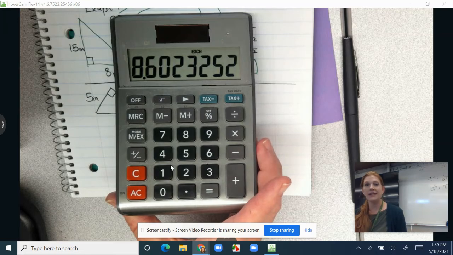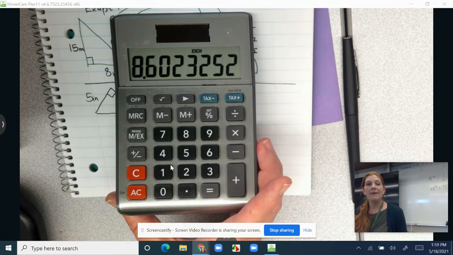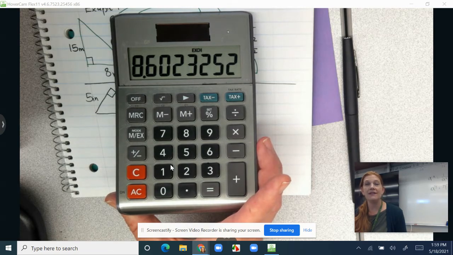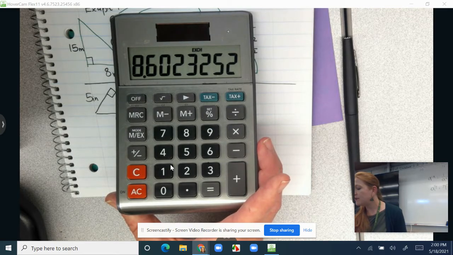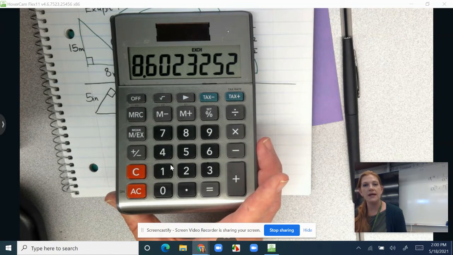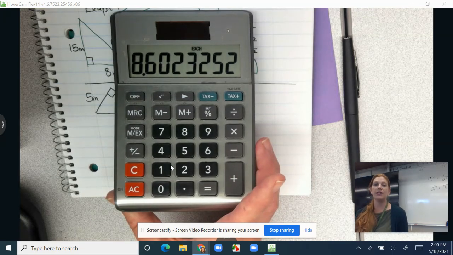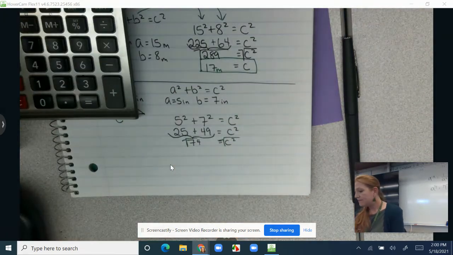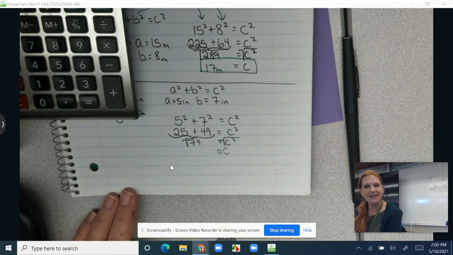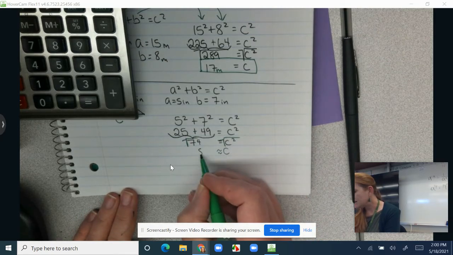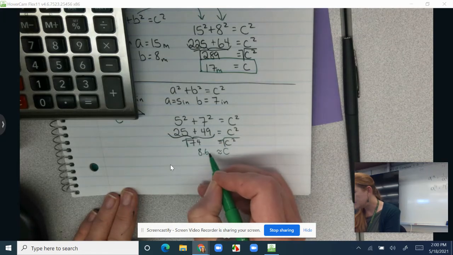This happens to be an irrational number, but I'm going to go ahead and just round it to the nearest tenth, and that's what you're going to be doing on your activities for this week. Anytime you have an answer that isn't pretty, just round it to the nearest tenth. So in this case, 8.602 and so on is closest to 8.6, and we're going to count it as that. So I'm going to say that C is approximately, that's what those squiggly lines mean, 8.6, and in this case it was inches.